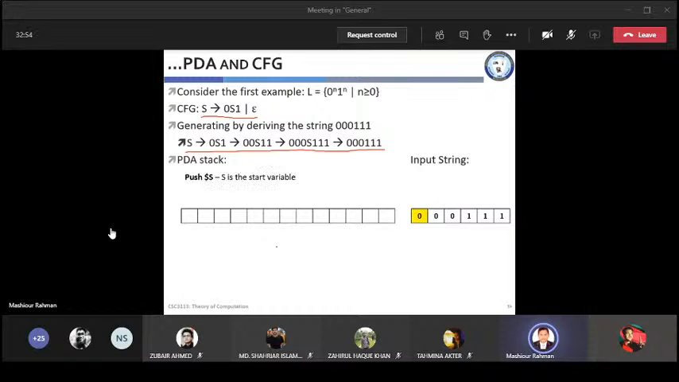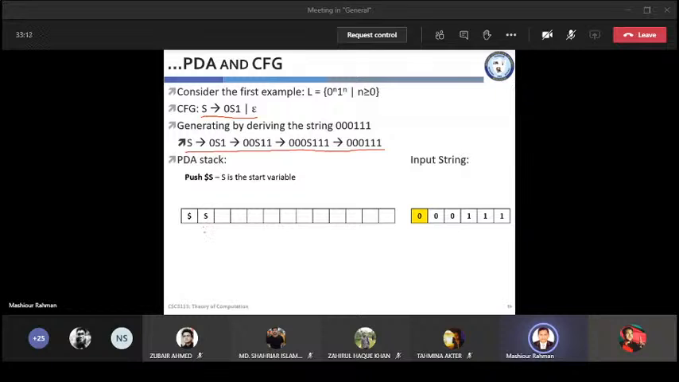What we do, push $S. S is the start variable. So we normally push the dollar. We will be pushing the first start variable into the stack. So we push the dollar symbol and we push the S. That is the start variable.